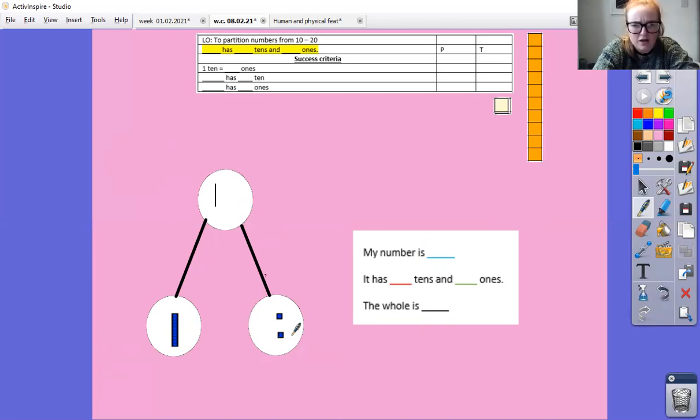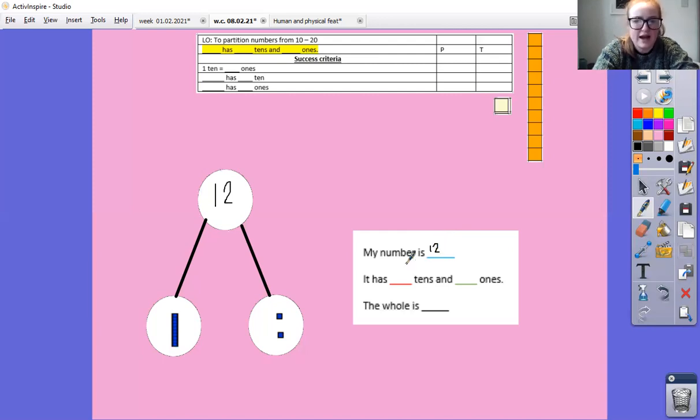What is my other part? Are these 10s or 1s? These are 1s. And how many 1s do I have in this part? I have 1, 2. So I've got 1 ten and 2 1s. This 1 represents this 1 ten, and this 2 represents the 2 1s. What is my whole? My whole is 12.